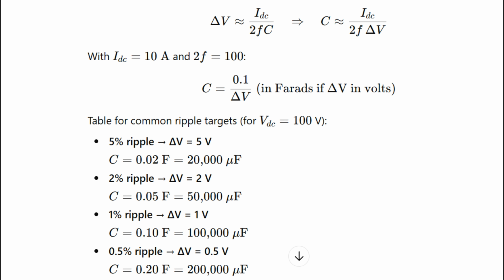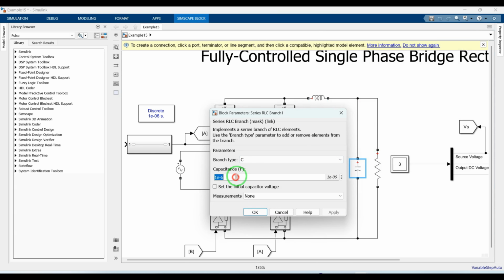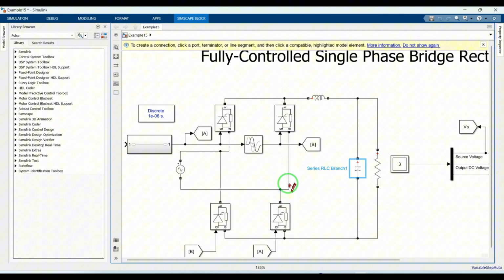Next, ask ChatGPT to calculate the required capacitor value for the LC filter. The tool provided different capacitance values depending on the desired output voltage ripple target. For this design, set the capacitor value to 0.05 farads. Rename the subsystem block.